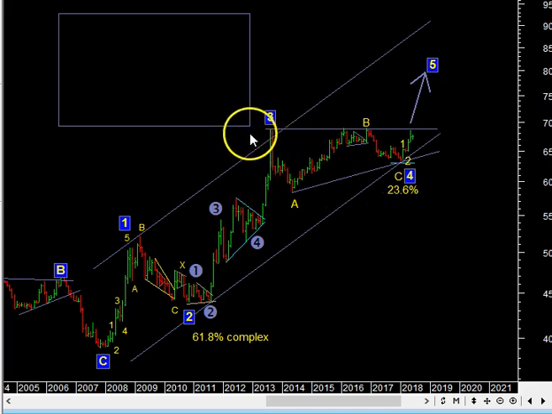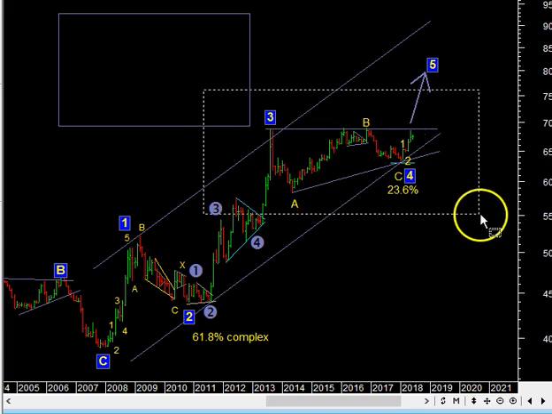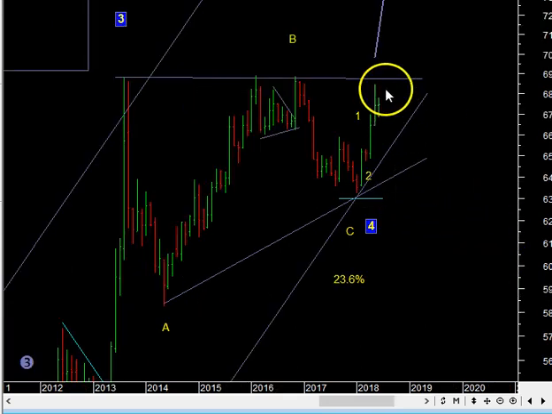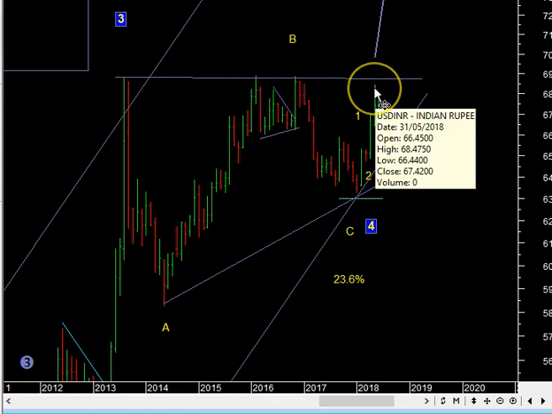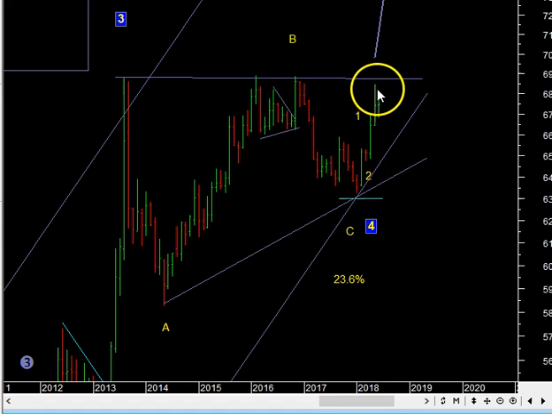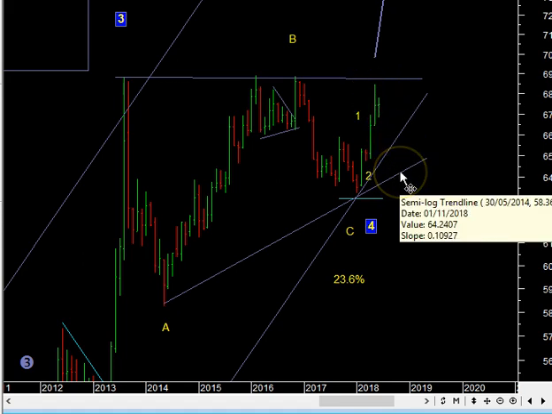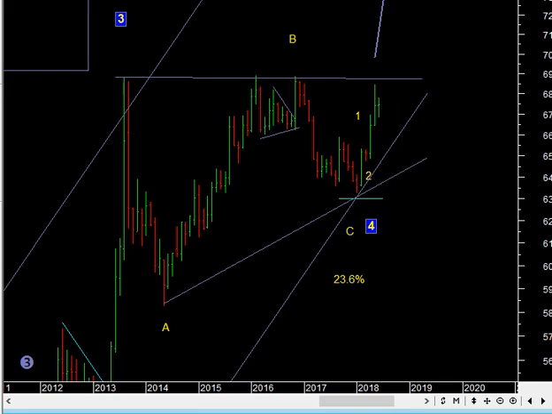Now, the debate was, for a while I was thinking that the fourth would be a triangle. Now, if the fourth was a triangle, or is still forming a triangle, it would most probably not make new highs versus the high it has recently made, which is at 68.47. And what it would do then is go back down to test this line one more time at 64.26, and then complete this triangle, and then only move up.